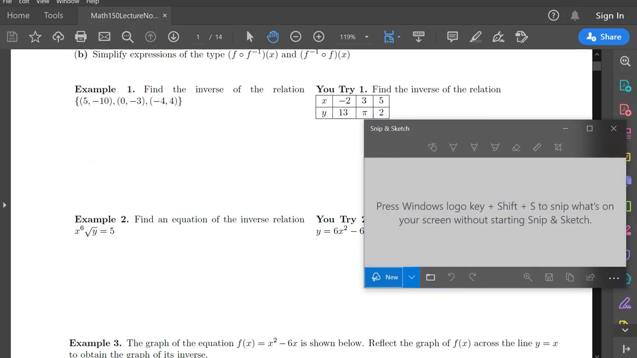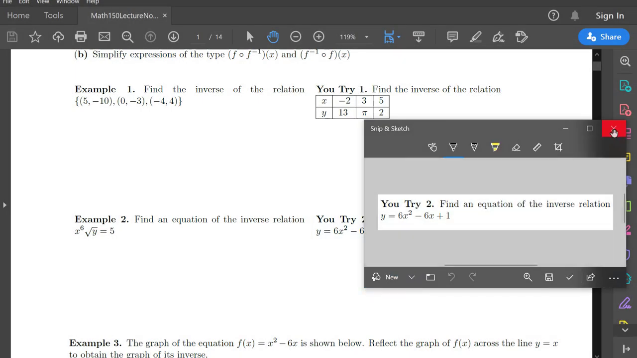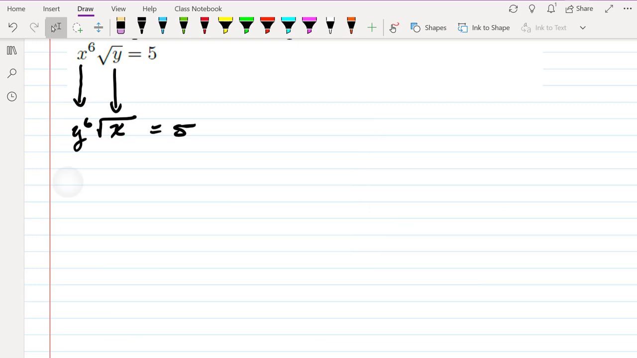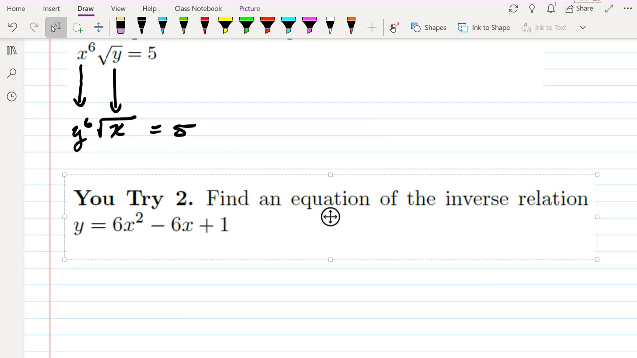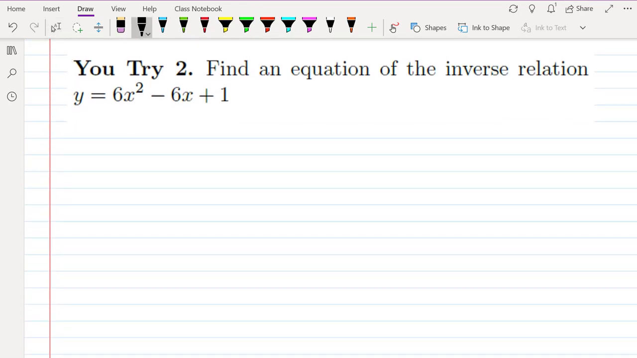All right, it's now your turn. So go ahead and find the inverse of this relation. Once again, we're going to interchange all of our variables. So we get x is equal to 6y squared minus 6y plus 1.